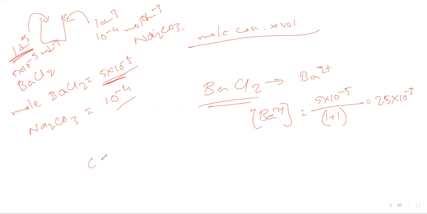Now, if we want to find the concentration for carbonate, CO3 2-, we can do it from over here. Each sodium carbonate has how many moles of carbonate? See over here. Each of them has 1 mole of carbonate, isn't it?